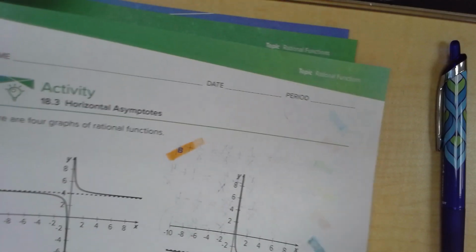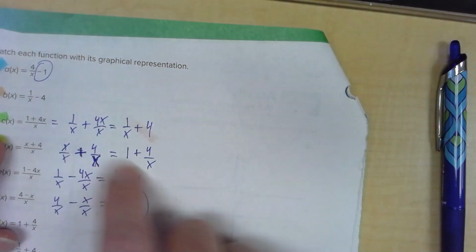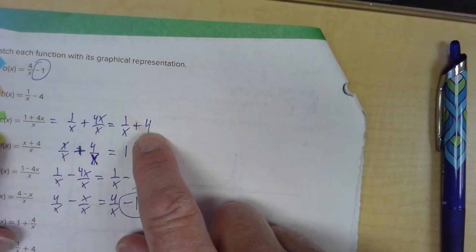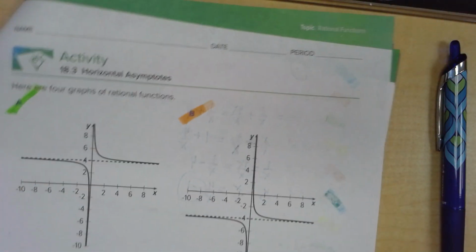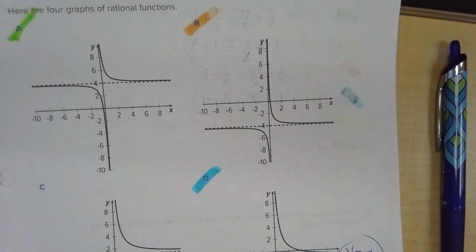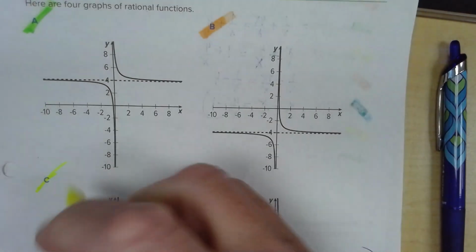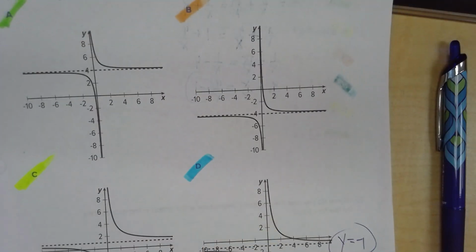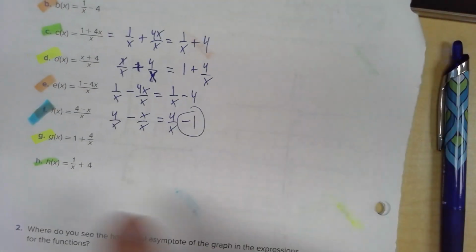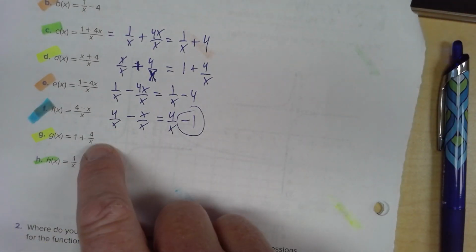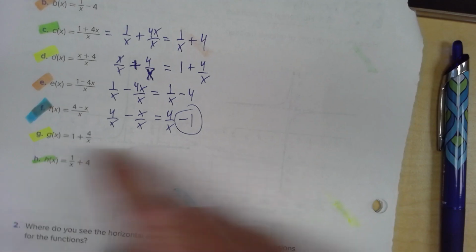All right. And then the next one, green. Green is positive 4, it levels off at positive 4, and that's this one. That's A. And then, of course, the last one has to be the yellow one. The yellow one says that it levels off at 1. Does the yellow one level off at 1? Yep, it levels off at 1, because 4 over 10 and 4 over a million would be basically 0, so it levels off at 1.